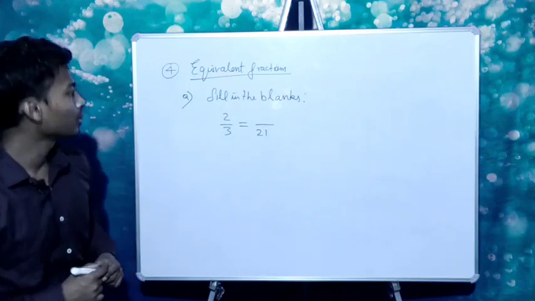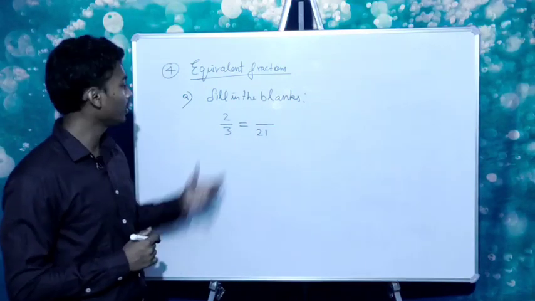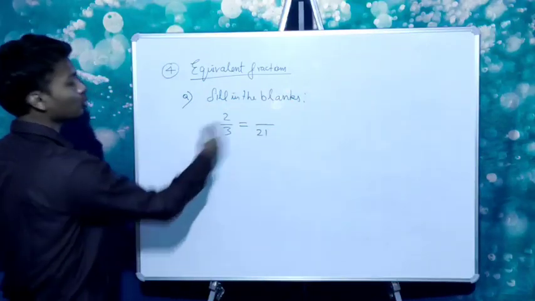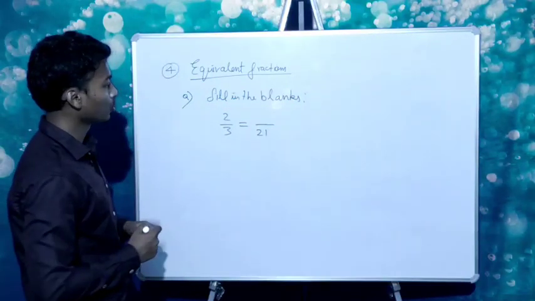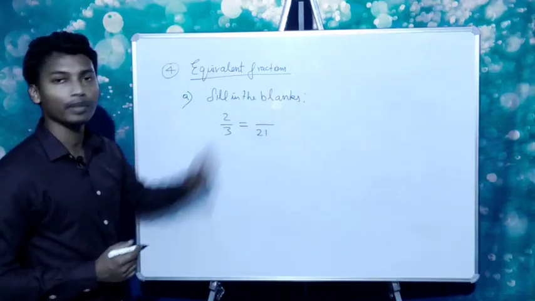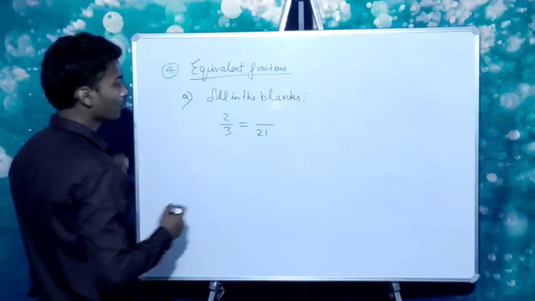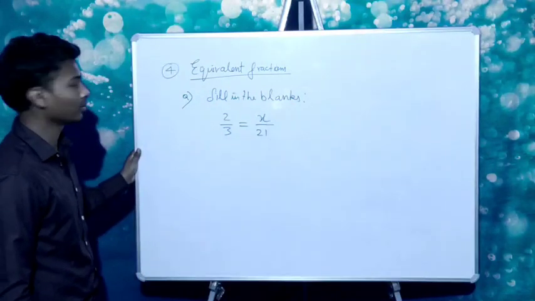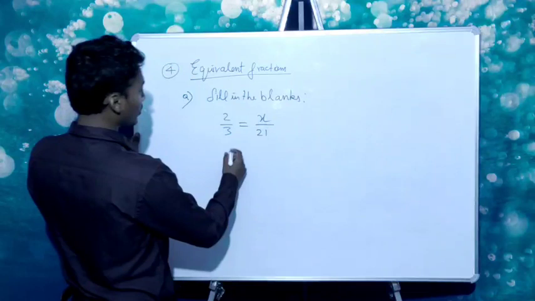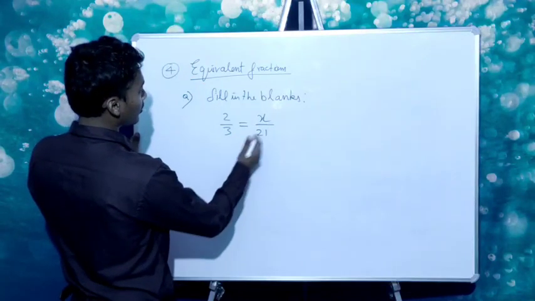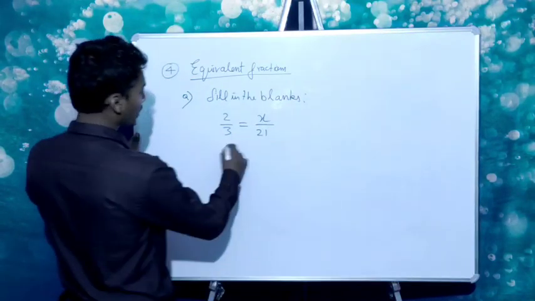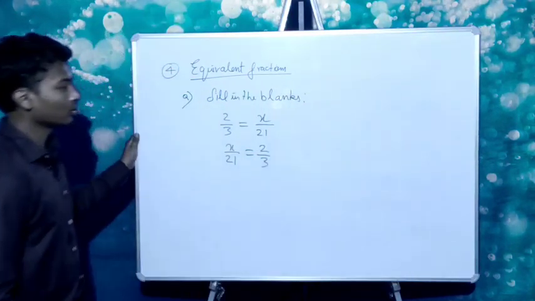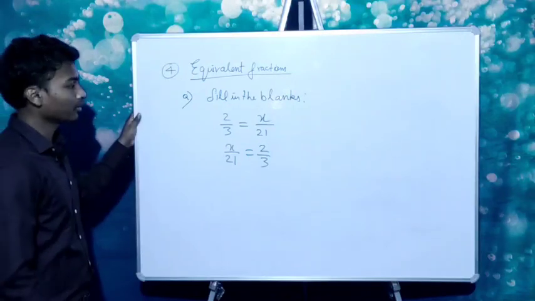Sometimes you may be asked to fill in the blanks when the two fractions are said to be equivalent. So here it is given that these two fractions are equivalent fractions. Using the same property, you can find out the missing places. Let's assume that the numerator here be x. We can change the places as well, so we can write x by 21, 2 by 3. We are just arranging the place.